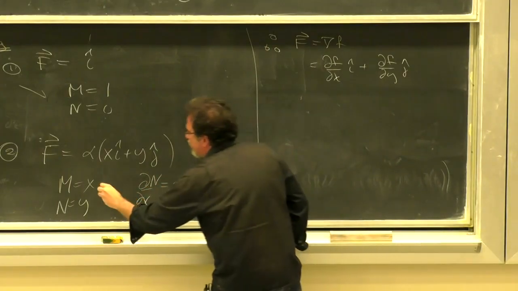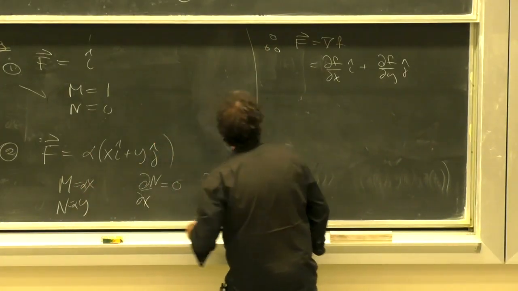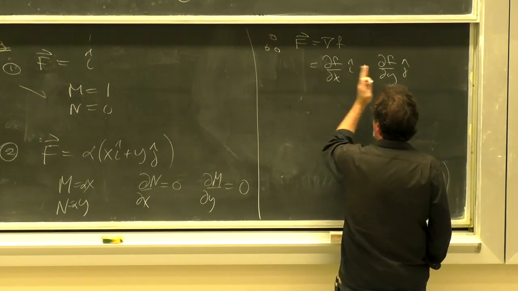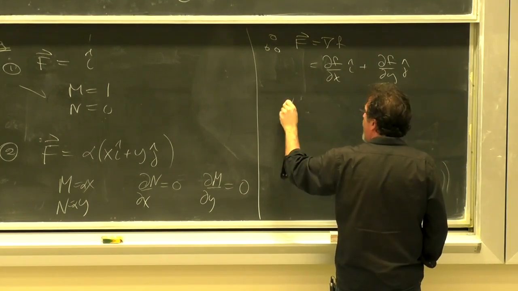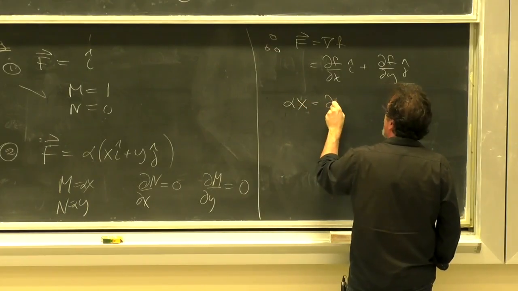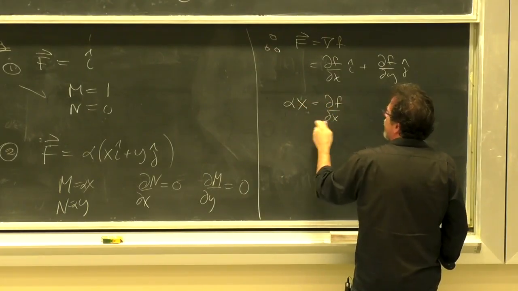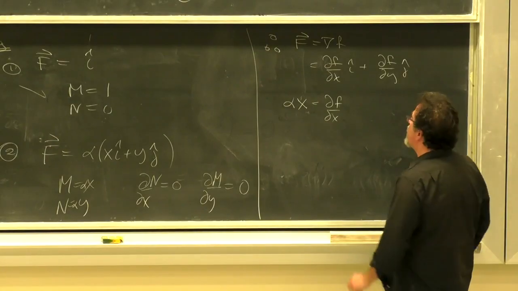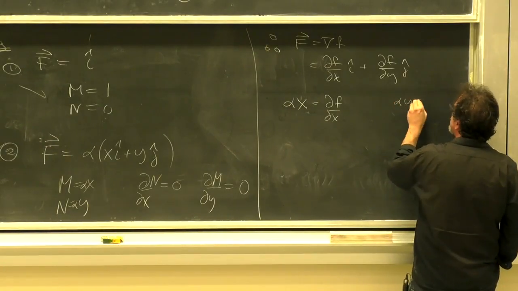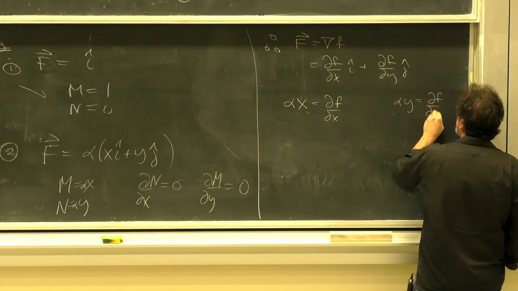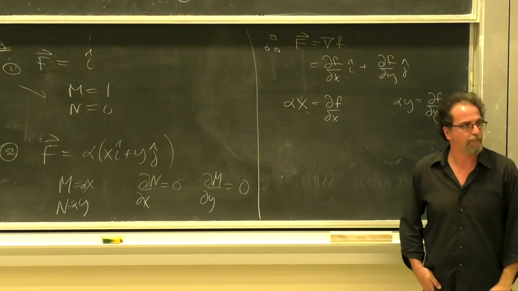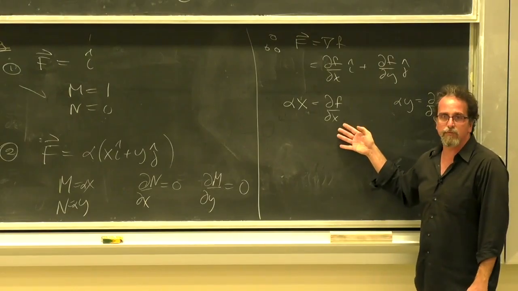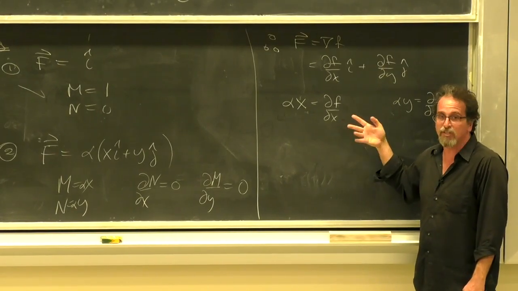Oh, I forgot my alpha, everybody. There's the alpha. Well, if it is the gradient, that means I know I can write it in this form. That means I know that alpha x is equal to df dx. Right? And I know that alpha y is equal to df dy. This is a very, very simple differential equation that you can just integrate in one go.